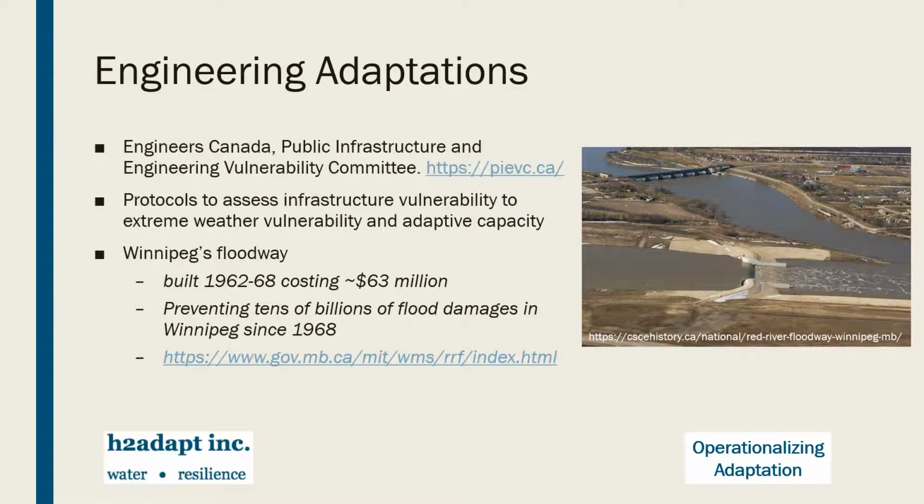Engineers design infrastructure to building and construction codes, considering cost, risk tolerance, and safety. Engineers Canada continues to develop protocols to assess infrastructure vulnerability to extreme weather and adaptive capacity. A notable historic engineering infrastructure prairie adaptation is the Winnipeg Floodway, constructed in 1962 to 68 at a cost of about $63 million. It has prevented tens of billions of dollars of flood damages in Winnipeg. Highly contentious and debated prior to its construction, this floodway is now considered an essential and extremely valuable asset.